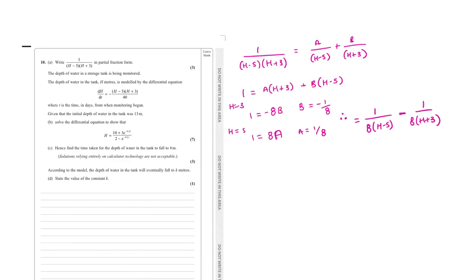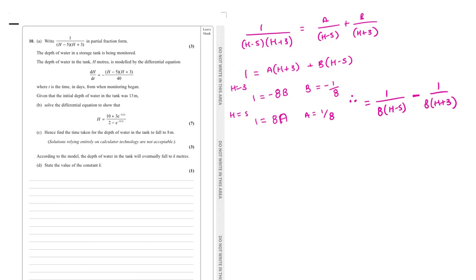Okay. Then it says the depth in the water of the storage tank is being monitored. The depth of the water in the tank is modeled by the differential equation. Right, guys, when you see the word differential equation, you know you've got to rearrange this somehow and integrate both sides. This is what was happening here. So, it says solve the differential equation, given that the initial depth of the water in the tank was 13.